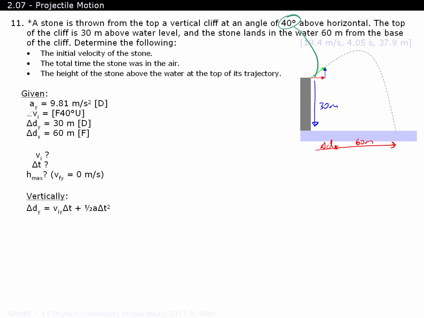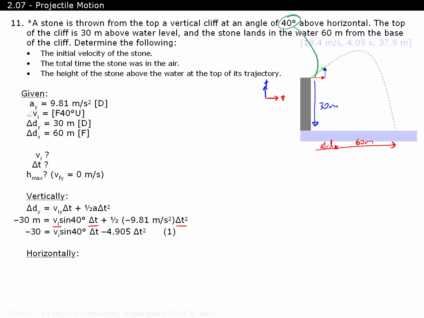In the vertical dimension, we'll use this kinematic equation here. Viy is equal to Vi times the sine of 40 degrees, and a we know as well. We know that it's going to fall 30 meters. Again, in this problem we're assuming that upwards is positive and towards the right is positive, and that's why it has fallen 30 meters. At this point, what can we do? Nothing. We have an equation with Vi, delta t, and delta t squared, so it's an equation with two unknowns, where one of the unknowns is linear and quadratic. So we just leave it alone.